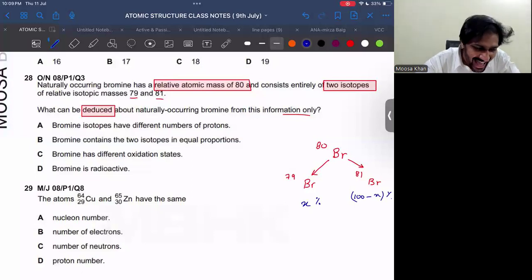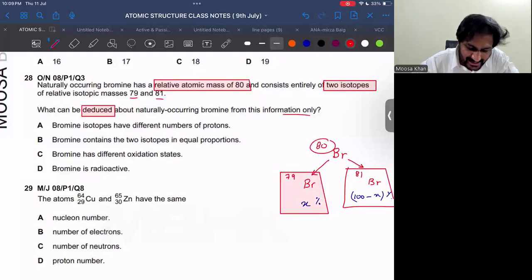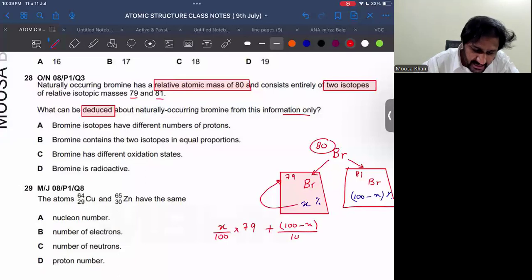Now if we take the average of both of these isotopes on the basis of their percentage given, the average value we're gonna get should be 80. For example, x over 100 into 79, and 100 minus x over 100 into 81, then the average value of these two masses should be equal to 80. So that's how we can find the percentage of both of these isotopes.